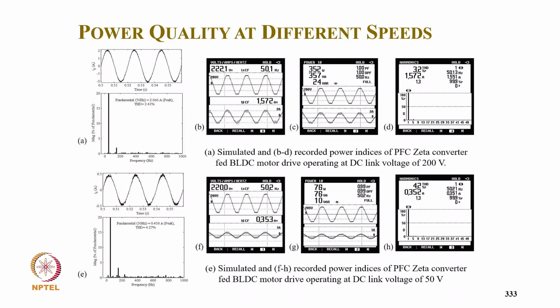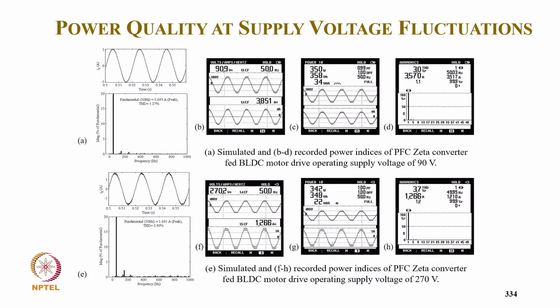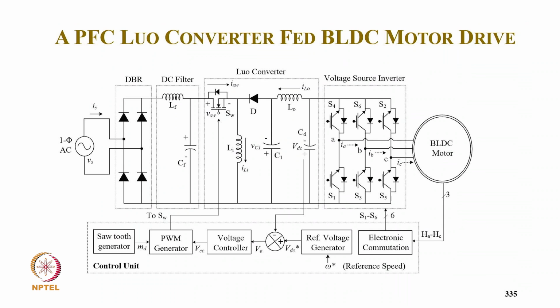And the power quality performance. So here we get, at 220 volt, 3.7% THD of supply current with unity power factor, and at your 50 volt DC link voltage, low input power of 76, we get THD of 4.2% with 0.99 power factor. And at 90.9 volt also we get THD 3% of supply current with 0.99 power factor, and at 270 volt we get 3.7% THD of supply current with unity power factor.